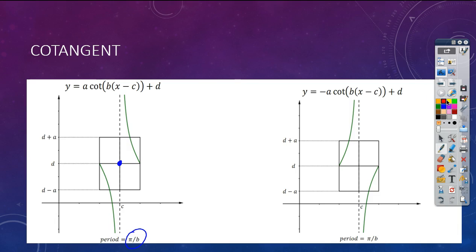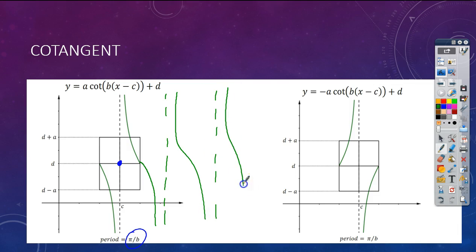So if you were to keep doing this over and over again for each period, look what happens. If I redraw this and do the little dashes, that's what happens to it when you draw multiple periods of it. And cotangent is just the other way around, or negative cotangent.